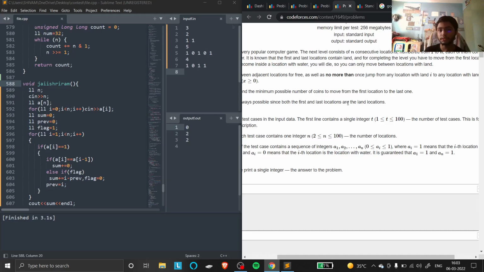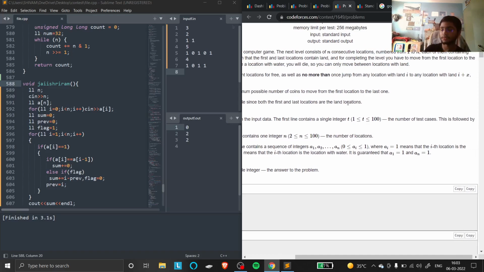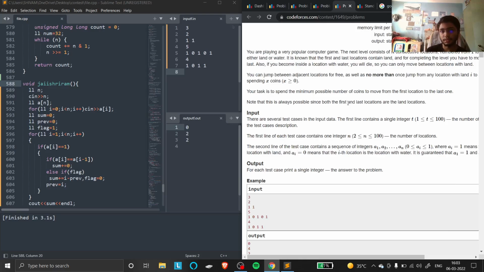No more than once. As well as you can jump between adjacent locations for free, as well as no more than once jump from any location with land i. I can jump between adjacent locations for free, as well as no more than once.